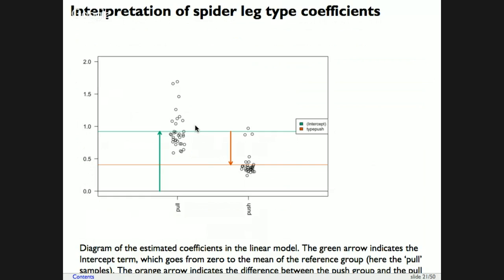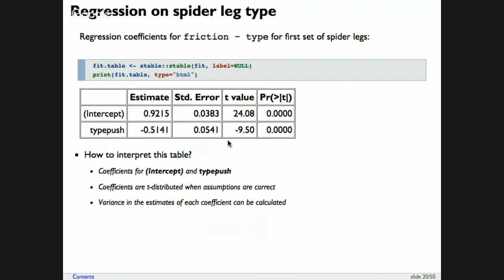Just to really drive in the interpretation of those 2 coefficients, here's a graphical representation of them next to all of the data points themselves. We have a number of data points for pulling and a number of data points for pushing. The intercept is the mean for the reference category. How can you tell what the reference category is? Remember, when you code a binary or a categorical variable, you have one reference category and then comparison categories. The reference category with a binary variable is the one that's coded as 0, and the comparison category is coded as 1.